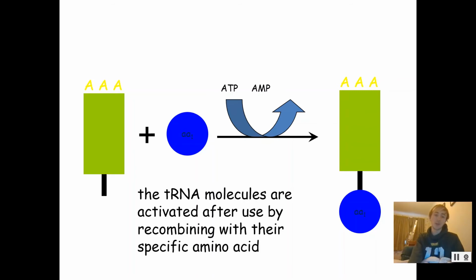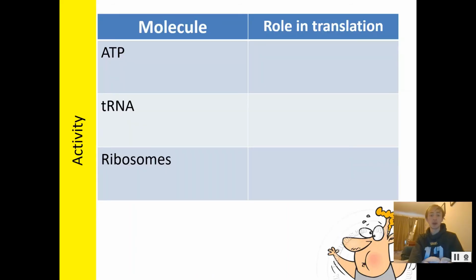I'm going to stick a table on your screen, which is basically going to ask you for each of the 3 important molecules we need to know about, what they're used for in translation. So here's your table: ATP, tRNA, and ribosomes. I'd like you to, in a second, pause me, draw this table, and fill in for each molecule type what its role in translation is. Hopefully you've done that.